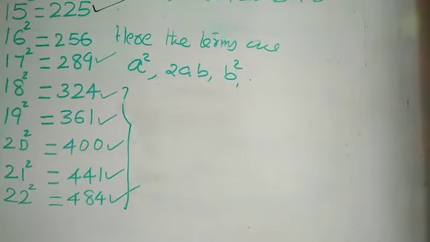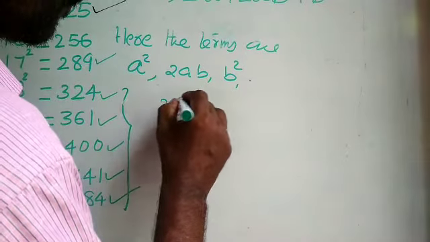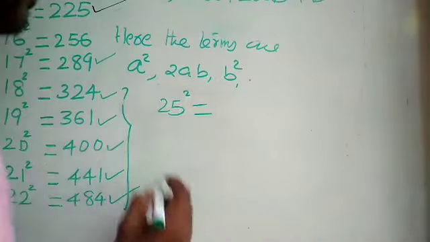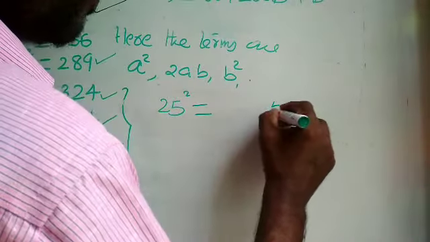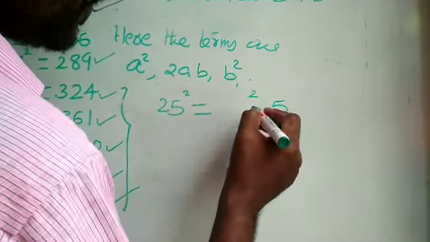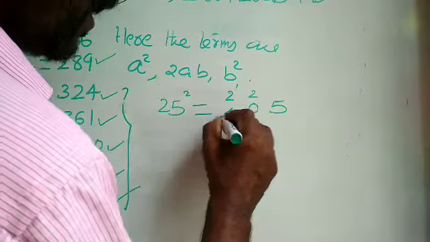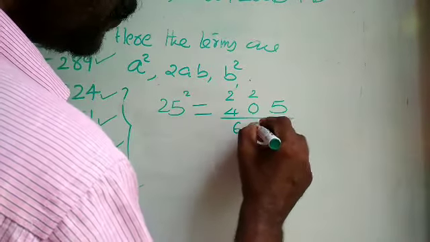25 square is 5 square, 25, adding, putting 2 there. 2 into 5, 10, is double, 20. You put 0 there. You have 2 there. 2 square, 4. Add, you got 625.